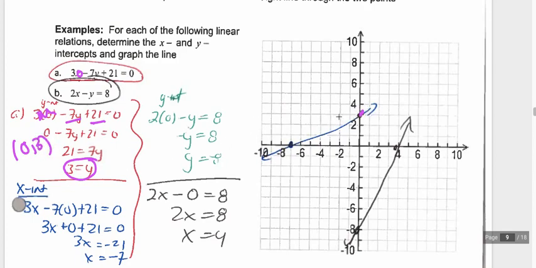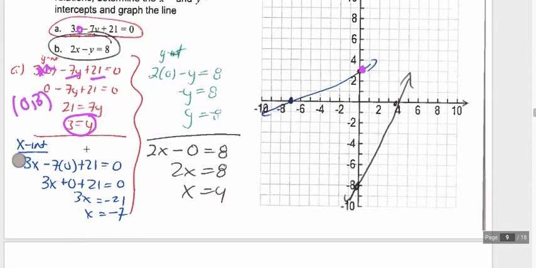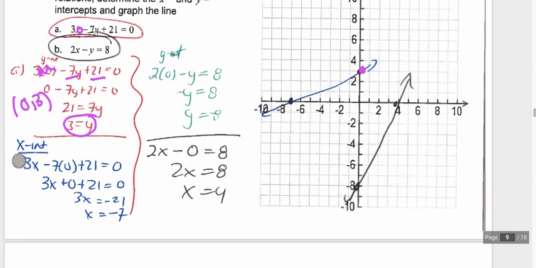You don't need to write 0, 3. The y-intercept is 3. The y-intercept has to have an x value of 0, but I'll leave it like that. And the x-intercept is found when the y is equal to 0. So we sub that at 0. This turns into 0 because 7 times 0 is 0. 3x plus 21 is 0. 3x equals minus 21. X is minus 7. There's my other point. My other point is the point minus 7, 0.